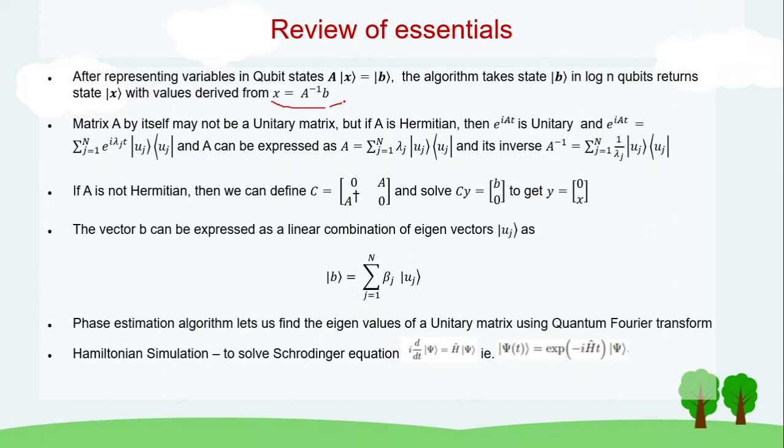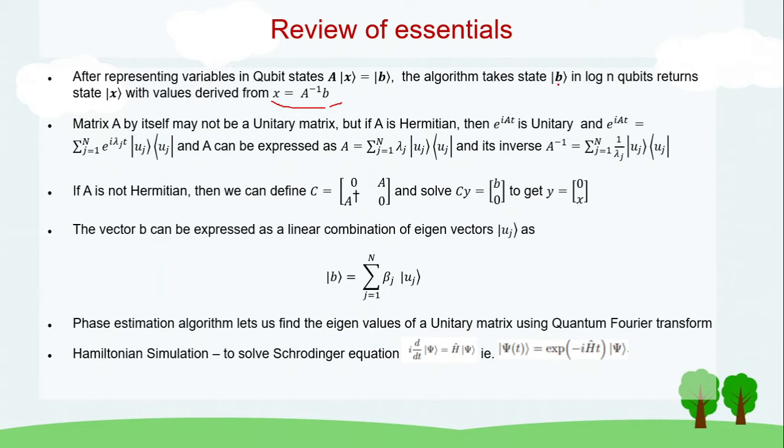But fundamentally, you are aware that everything we represent in terms of states of qubits, right? So we have to represent it like this: state ket x is equal to ket b. The algorithm takes state b, does some operations, and gives the value of x. And how many qubits are required typically? To represent b, you need log n qubits, assuming base 2, depending on the size of b.